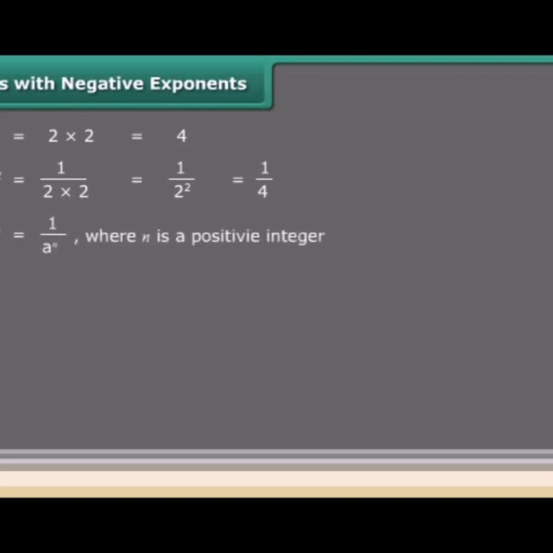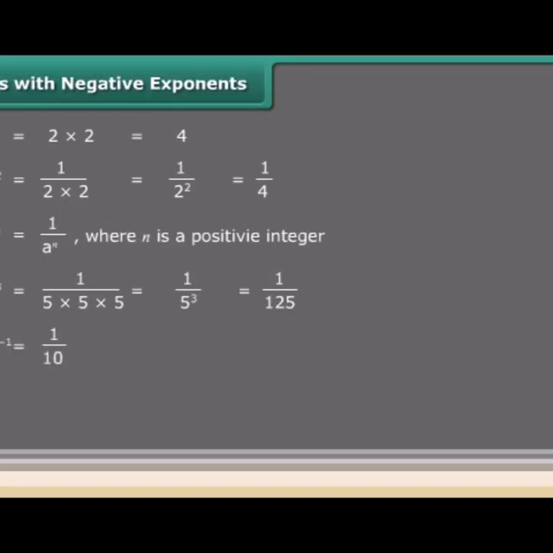Powers with negative exponents. 2 raised to the power 2 is equal to 2 × 2 is equal to 4. 2 raised to the power minus 2 is equal to 1 upon 2 × 2, which is equal to 1 upon 2 raised to the power 2, which is equal to 1 upon 4. a raised to the power minus n is equal to 1 upon a raised to the power n, where n is a positive integer. 5 raised to the power minus 3 is equal to 1 upon 5 × 5 × 5, which is equal to 1 upon 5 raised to the power 3, which is equal to 1 upon 125.